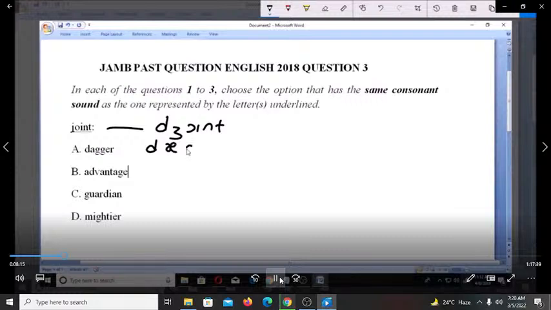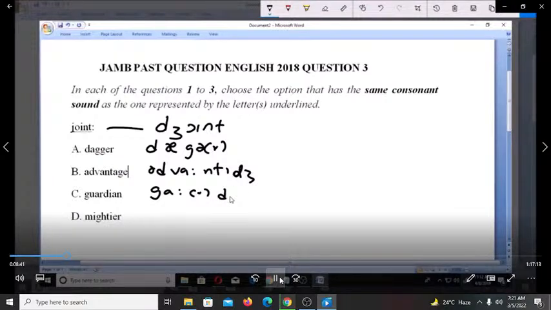this is da, ga. Then for advantage we have ad, van, tage. Now for guardian we have dien.